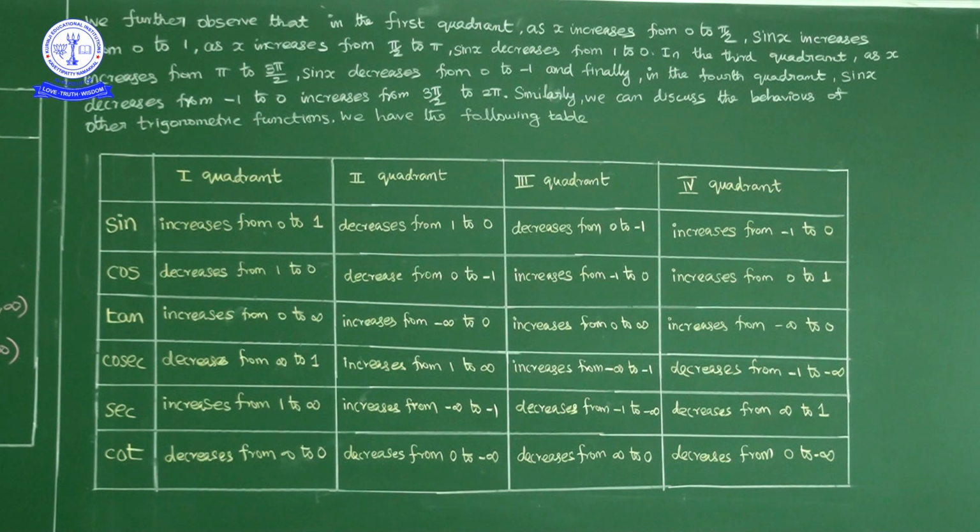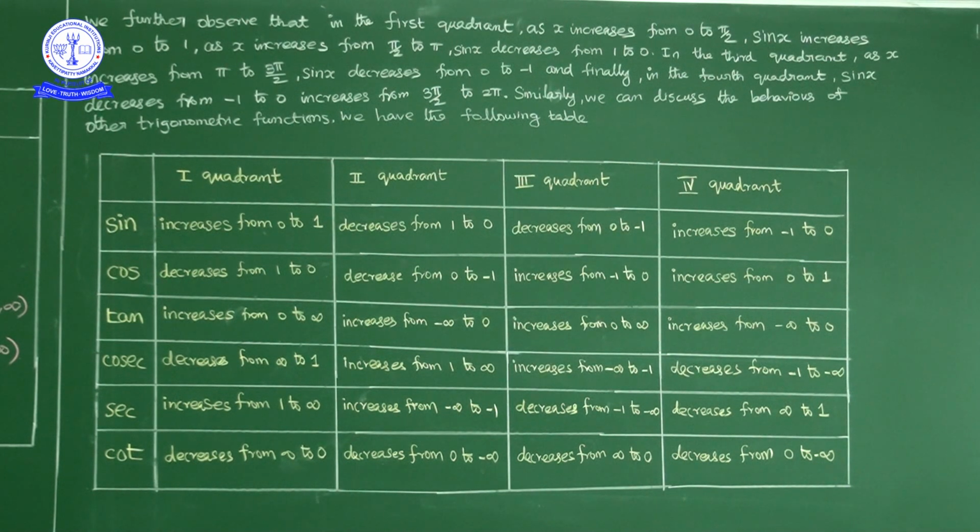Okay, next. Secant is the reciprocal of cos. So wherever cos is positive, its reciprocal is also positive. Wherever cos is negative, its reciprocal is also negative. So as cos is positive in the first and fourth quadrant, secant is also positive in the first and fourth quadrant.